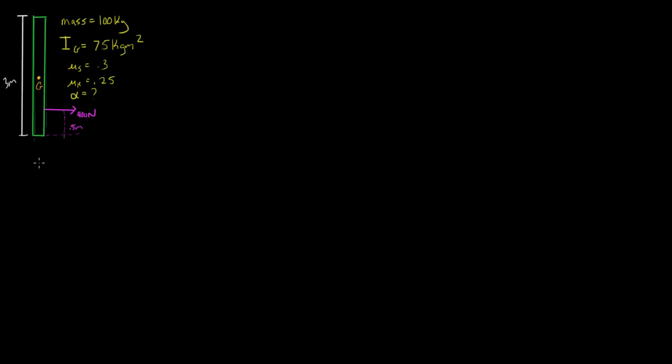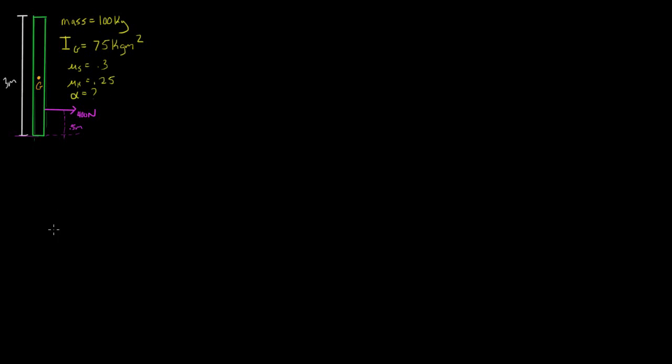Okay, in this problem we have this tall pole right here that's 3 meters tall, and we're applying a 400 Newton force a half a meter off the ground, so the pole is on the ground. We're given the mass of the pole, that it's 100 kilograms. We're given the moment of inertia, which is 75 kilogram meter per second squared, and we're given the coefficient of static and kinetic friction, which is 0.3 and 0.25 respectively. And we want to figure out what the angular acceleration of this pole is.